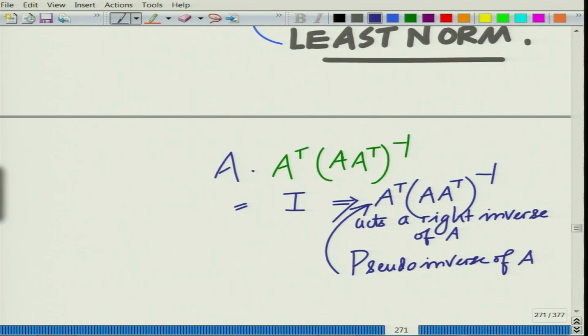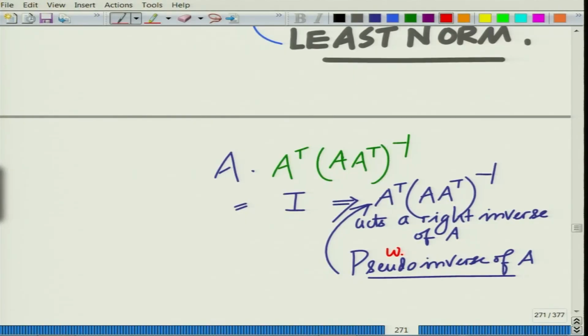We have seen the concept of pseudo inverse earlier for a tall matrix, that is given by A times A transpose A inverse, and you multiply it on the left. Now, for a wide matrix, the pseudo inverse is A transpose inverse, and this is basically a right inverse, right. So, this is a right inverse. So, this is the pseudo inverse of A for a wide matrix, all right.